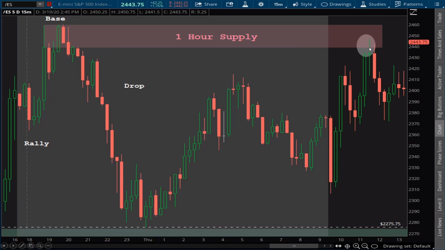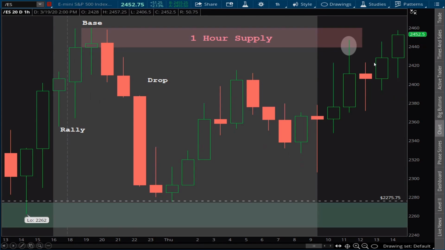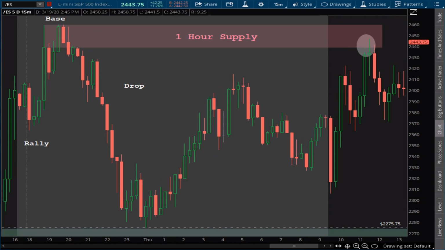So you could have taken this short once we rejected this, formed a lower high, took this short, and could have grabbed a nice 50-point move down on the E-mini, which would have been about $1 on SPY, or about 50 cents on SPY. And that would have been a good trade. If you traded the options, if you traded the futures, that would have been a good trade. But this hourly supply off of a rally-base-drop is important to scalp off of, because now if you look on the next chart, we broke past the supply, we tested it, and we broke above it.